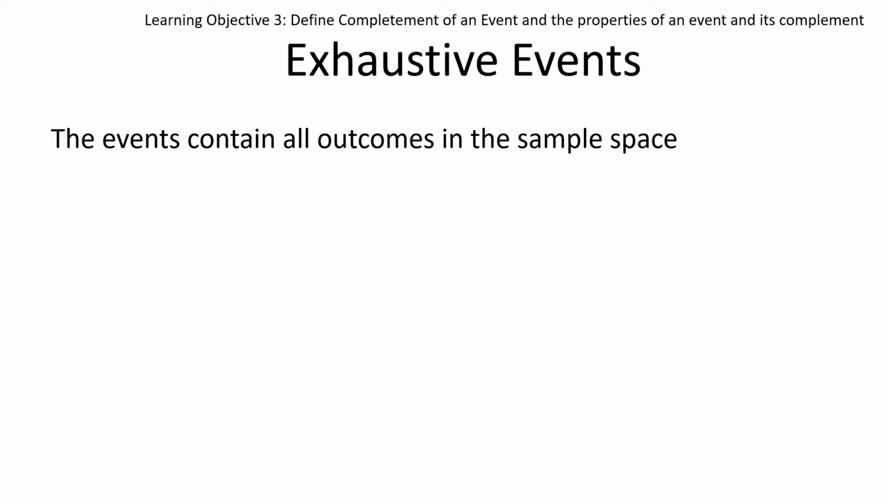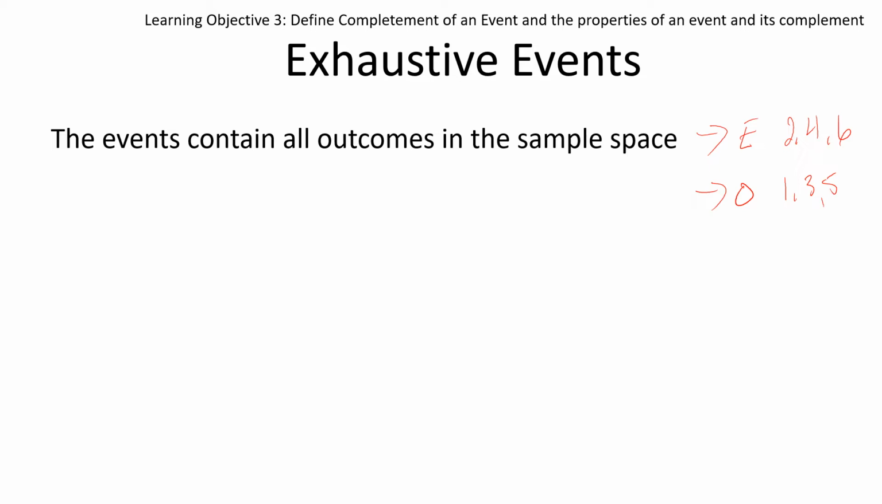Let's look at another term now, exhaustive. So what are exhaustive events? Exhaustive events are events that contain all outcomes in the sample space. Let's say I was talking about evens and odds. Evens are 2, 4, and 6. Odds are 1, 3, and 5. If you have both evens and odds, they are exhaustive because all possible outcomes are accounted for in either evens or odds.